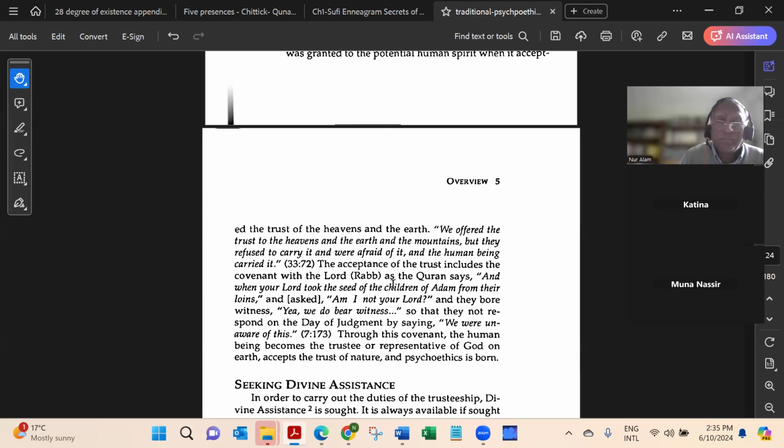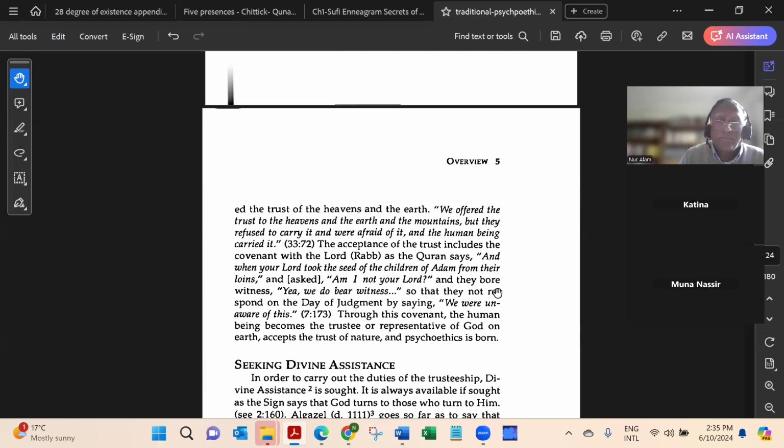And when your Lord took the seed of the children of Adam from their loins and asked, am I not your Lord? And they bore witness, yea, we do bear witness, so that they not respond on the day of judgment by saying, we were unaware of this. Surah 7, Ayat 173. Through this covenant, the human being becomes the trustee or representative of God on earth, accepts the trust of nature, and psychoethics is born.